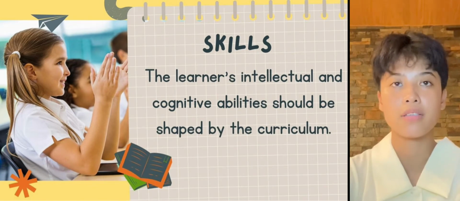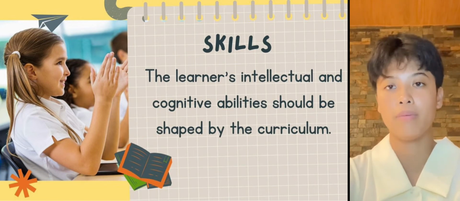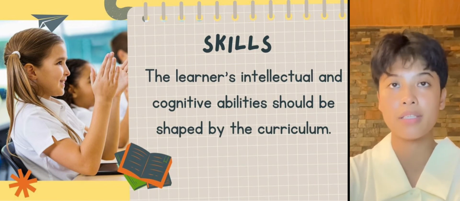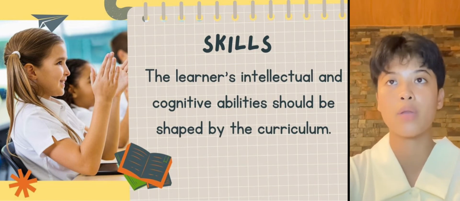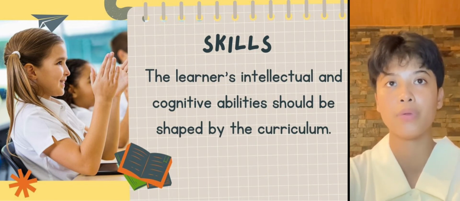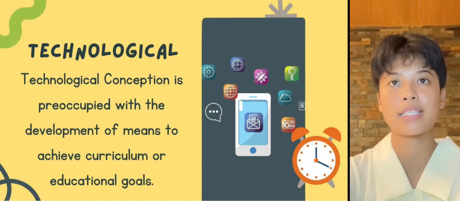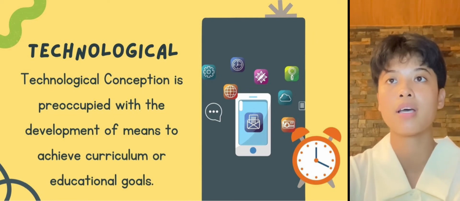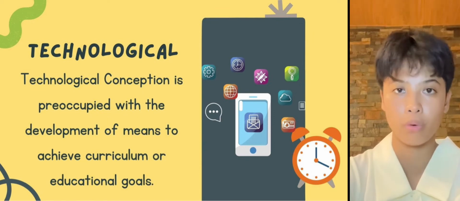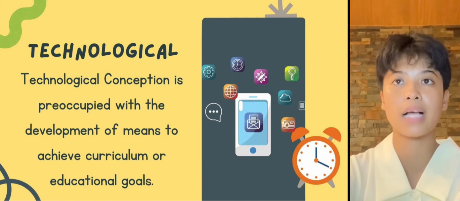Next is the skills. The learner's intellectual and cognitive abilities should be shaped by the curriculum. So once the student has the abilities, they can use them in any situation and with various types of learning. The learner, the resources, and the learning process are all given primary attention, and the learner is viewed as interactive throughout. Technological conception is preoccupied with the development of means to achieve curriculum or educational goals. Eclectic conception is where curriculum workers find themselves aligning their ideas with two or more curriculum conceptions.